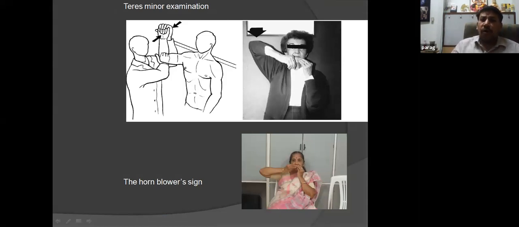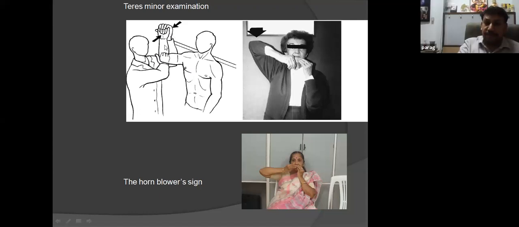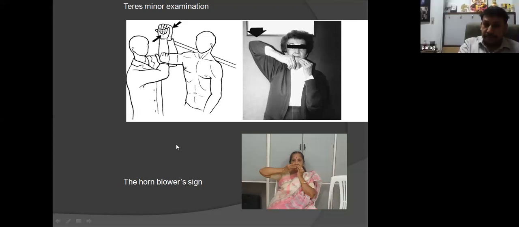This is called the Hornblower sign. What is the Hornblower sign? Basically, you take the shoulder to 90 degrees of abduction and external rotation like that, and try to push the forearm in internal rotation. Okay, and the patient has to resist that. If the arm falls, it usually also suggests the involvement of the teres minor.